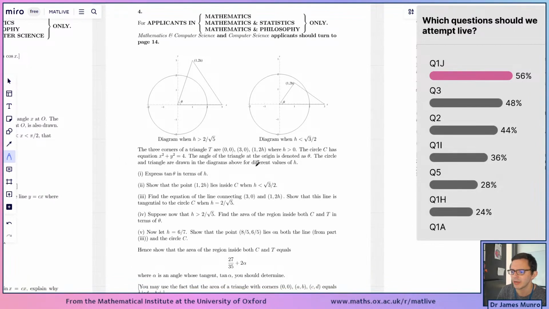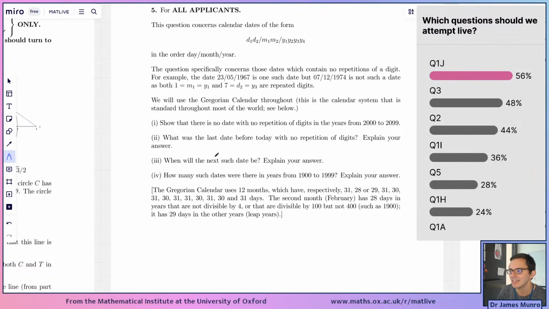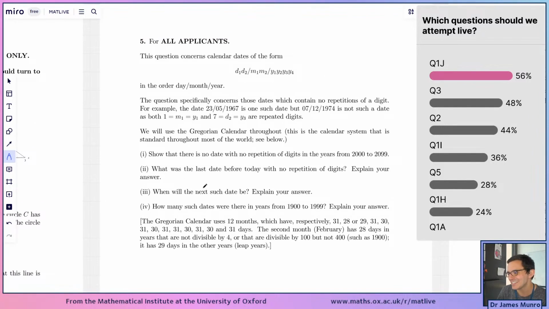Question 4 looks quite a mess. I think we did this one on a live stream recently. It's got this fact about the area of a triangle. We did this one a few weeks ago. 5 is a classic. It's about dates with repetition of digits. You work really systematically with this question, doing different bits at a time, working systematically through. I would look at the years first, I think.